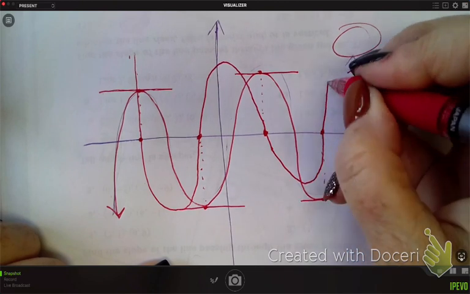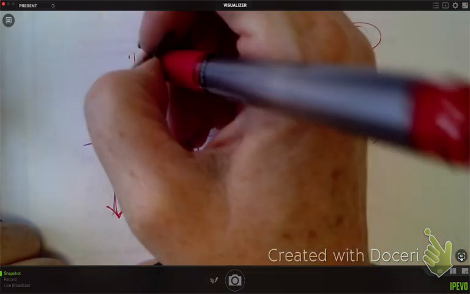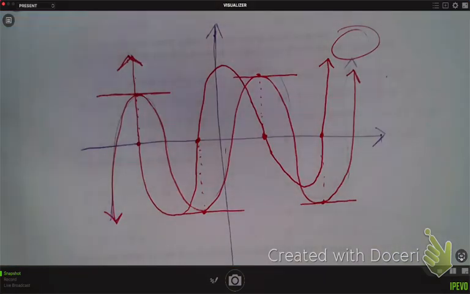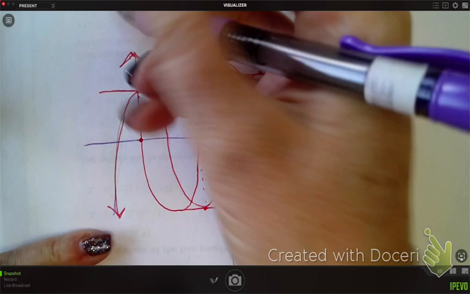Oh, that's nice. I should have drawn that in a different color. Why didn't you roll all the way down with one of them? Because we don't know. We didn't calculate it.